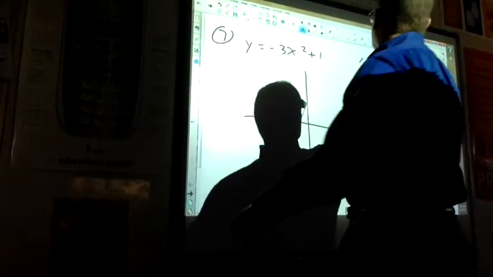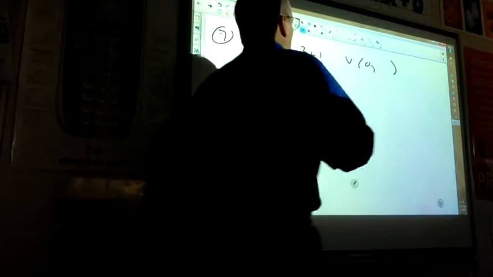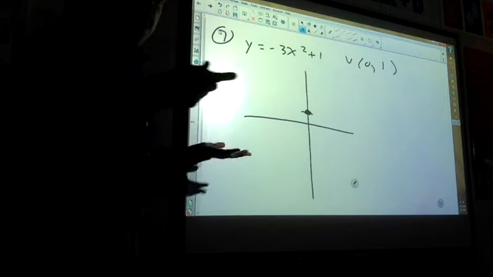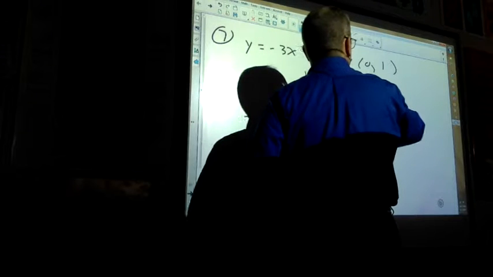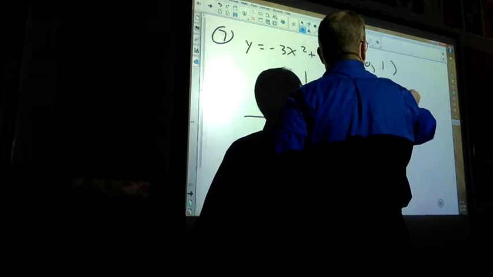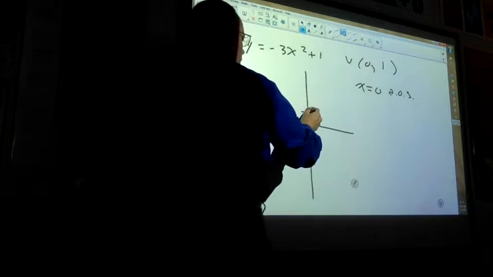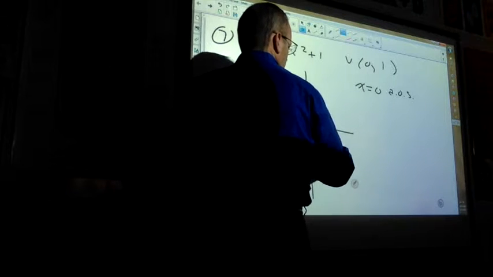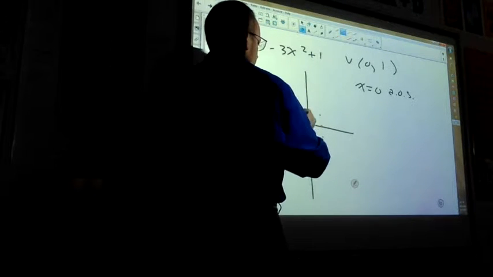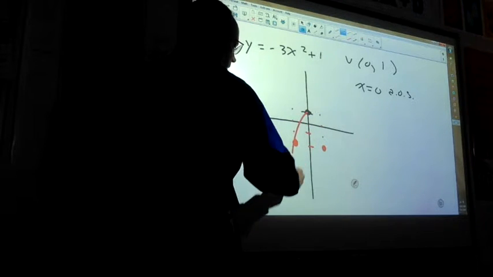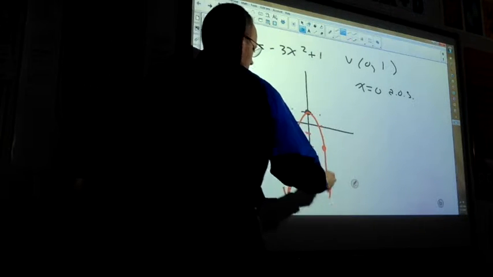Okay, so, what's my B value? Nothing. Okay, so I'm going to get 0, 1 for my vertex. It's opening down. My axis of symmetry will be x equals 0. All right, so it's going to open down, so I'm going to go right 1 down 3, left 1 down 3, and it'll keep growing that way, but as far as this goes, it's going to look like that.